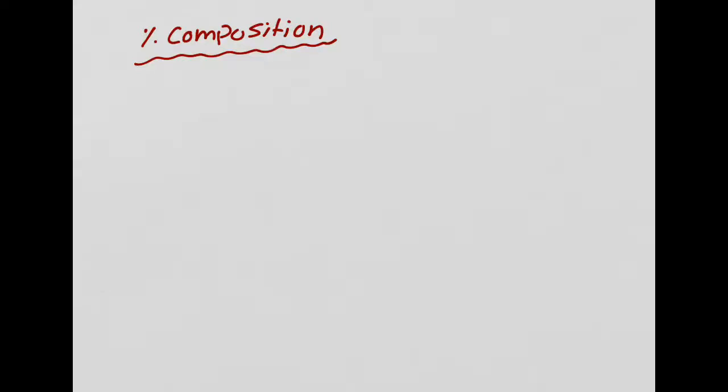Alright class, today we're going to talk about percent composition. One thing I want you to always remember is that percent is a ratio. Percent is a ratio, not an amount. I need you to remember that as we keep going this semester. Percent is not an amount, it's a ratio.